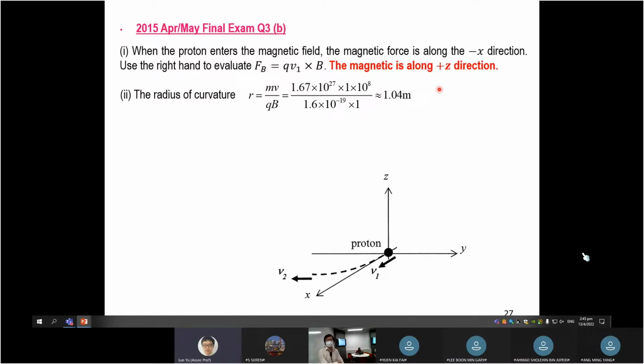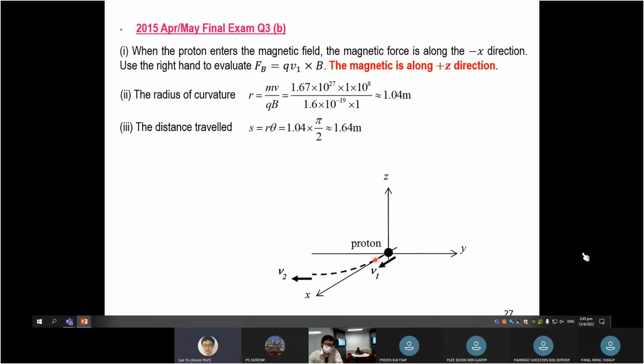Then the second part is to calculate the radius of curvature. V is given, QB is given. Of course, the radius of curvature is MV divided by QB. Directly use the formula, you can get about 1.04 meter. This is the radius of curvature. Now it asks you the distance traveled. Then this is very interesting.